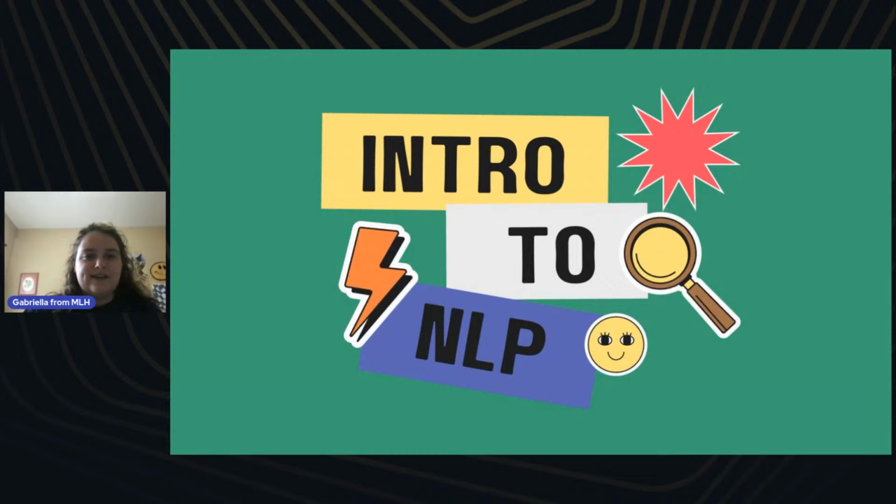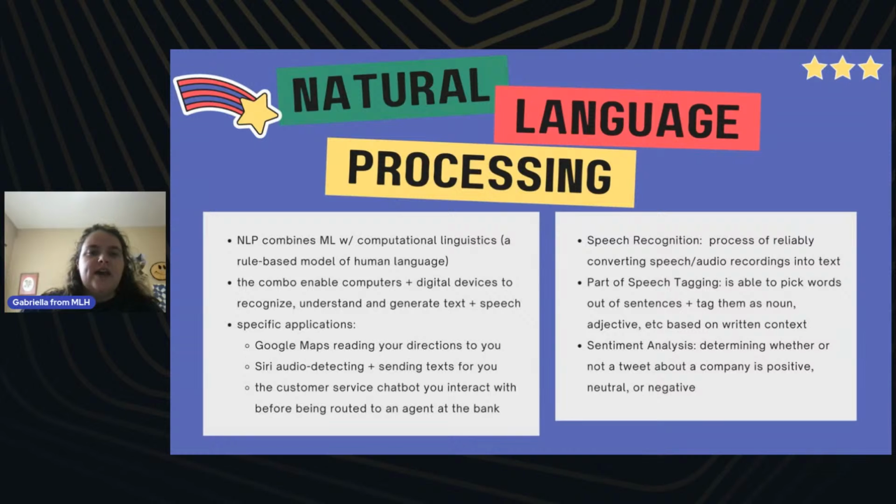So now I'll be talking a little bit about natural language processing, which is an application of machine learning. It kind of combines machine learning with computational linguistics. If you're unfamiliar, computational linguistics is using a rule-based model to represent human language. It will have different rule-based models for different types of languages.